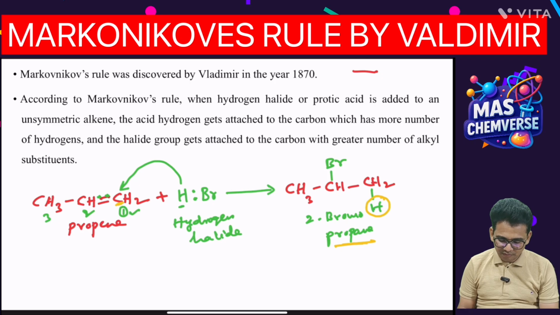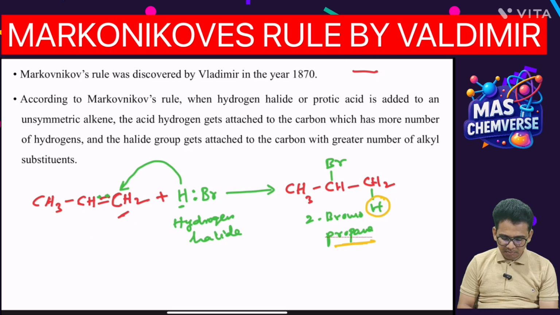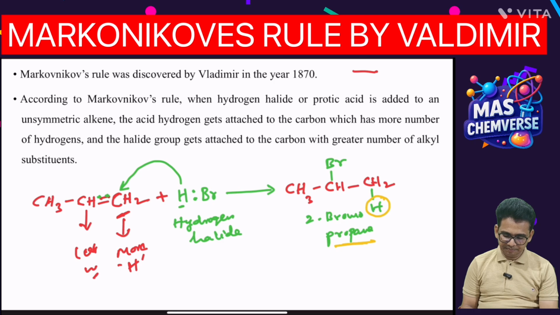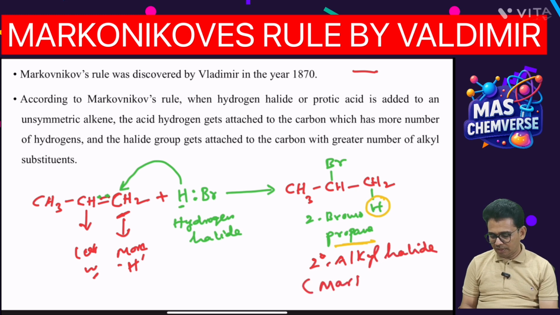Now, according to the Markovnikov rule, hydrogen goes to that doubly bonded carbon which is having the more number of hydrogens. This one has more hydrogens, this has fewer hydrogens. This pair of electrons is going to be given to the hydrogen here. Then here carbon 2 will be electron deficient, and it will be attacked by the bromide. What product will be formed? 2-bromopropane, also called a secondary alkyl halide, also known as the Markovnikov's product.